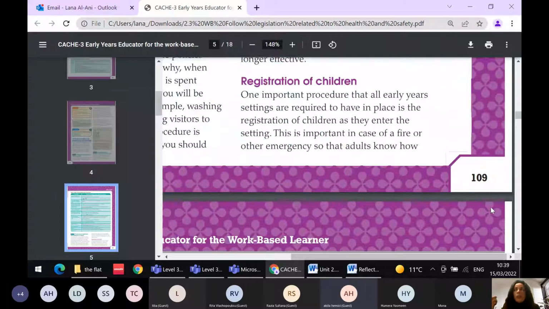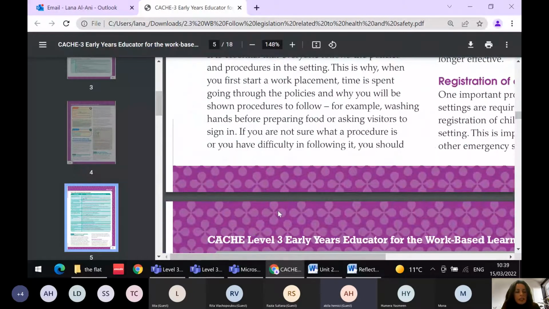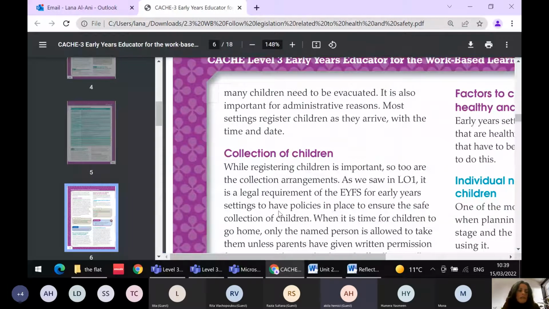And important, why? Because sometimes accidents happen, like a fire will happen, God forbid, in the nursery, and then you wouldn't know how many kids are there. So you need to make sure to register any child who's entering the nursery on that day. And also, when you evacuate the children, if there is any fire, you wouldn't know who's left in the nursery because you don't have any register. So the register is very important.